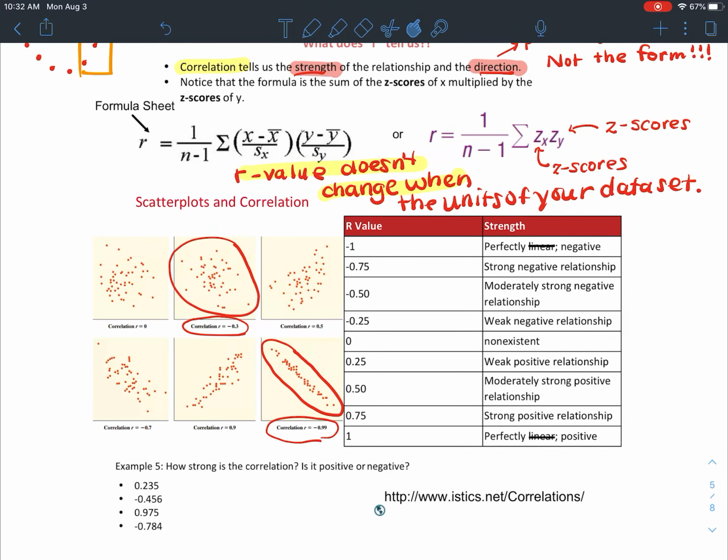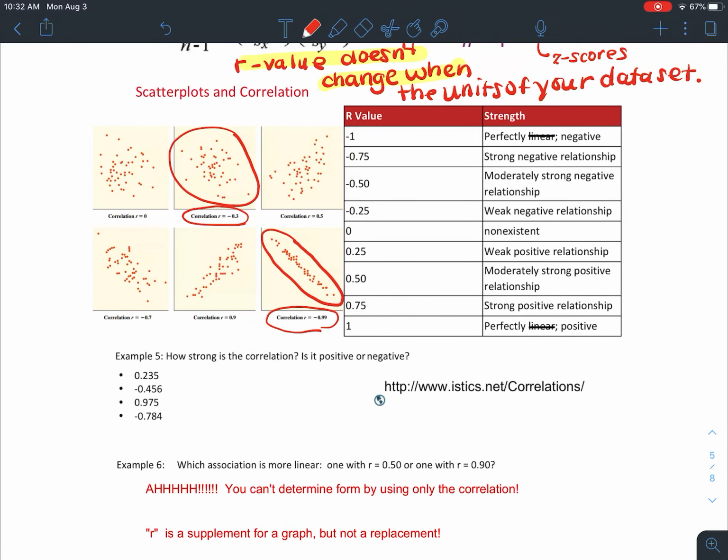So the question is, how strong is the correlation, and is it positive or negative? We want to use this rough chart to categorize these. If the number's positive, we're clearly going to say that it's positive, but 0.235, we're going to call that positive and weak. Here this would be negative and weak. 0.975, we might say that's positive and maybe very strong, because we're getting really close to 1 at that point. And this one would be negative, and maybe we would call this moderately strong.